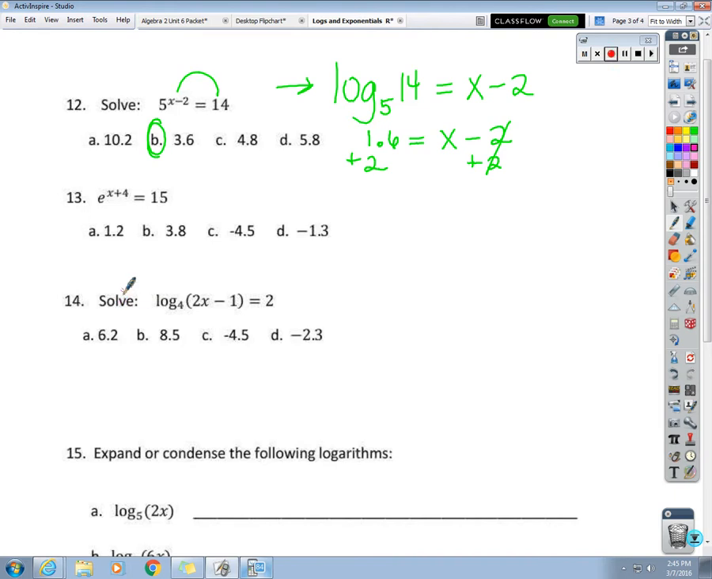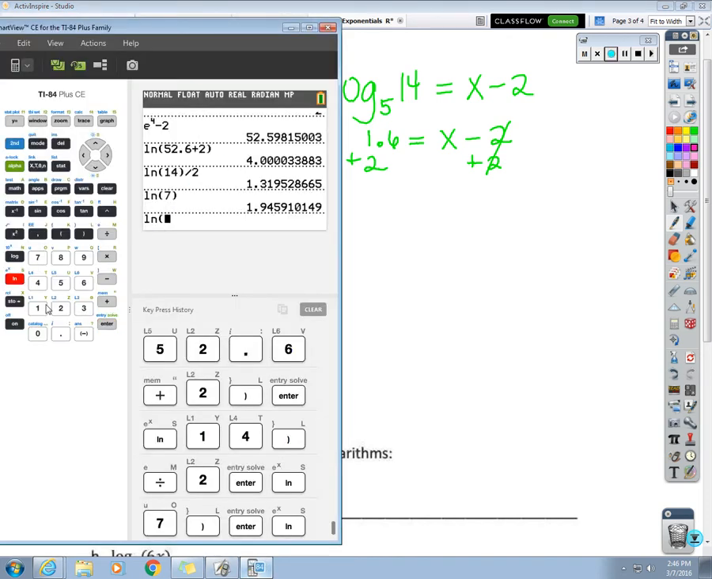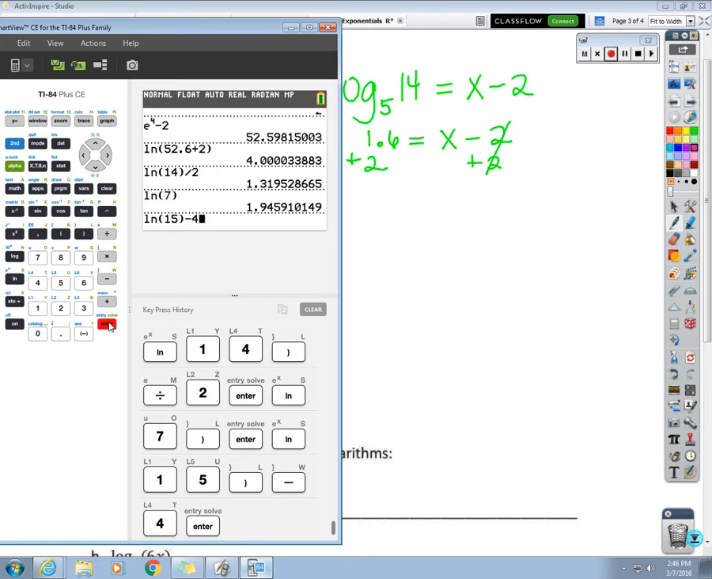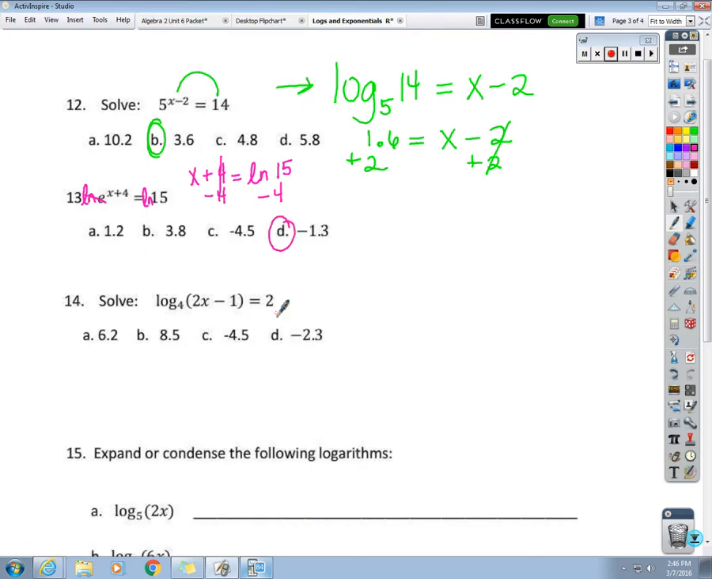Okay, for 13, what form is it in? Exponential or log? But right, the base is e, so you take the natural log of both sides. And so those cancel each other out, leaving x plus 4 equals the natural log of 15. To isolate the x, what do we do? Subtract the 4. Now, what do you think is going to be important when you type it in? Close the parenthesis before subtracting the 4, because it is not the same thing as the natural log of 11. Negative 1.29, which is negative 1.3.